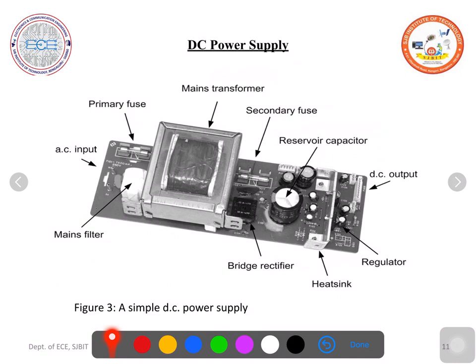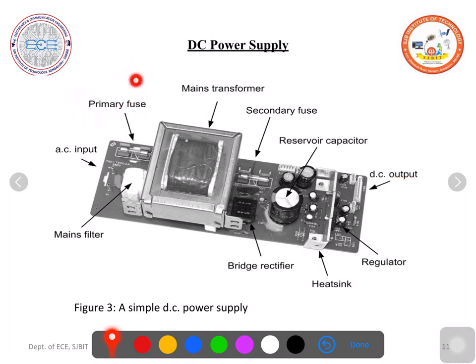So let us see a practical DC power supply diagram. This is how it looks. Here we apply the AC input 230 volts. Here is the step down transformer. Here is a bridge rectifier which converts AC to pulsated DC, and that unsmooth DC will be smoothed by this reservoir capacitor. Then here the DC output will be taken out.